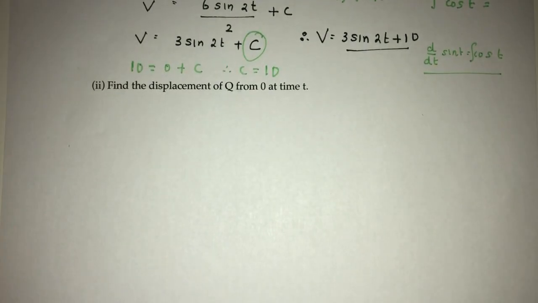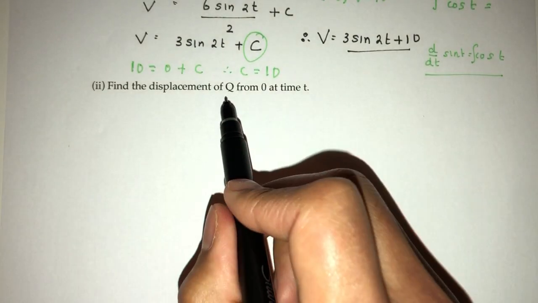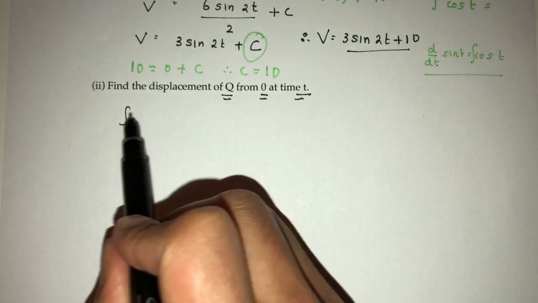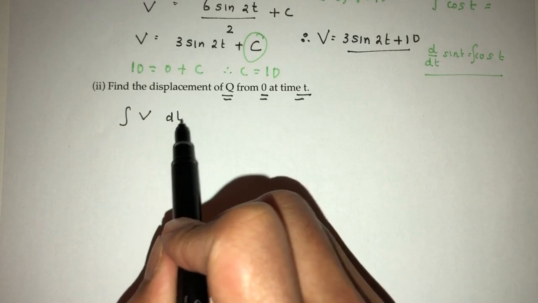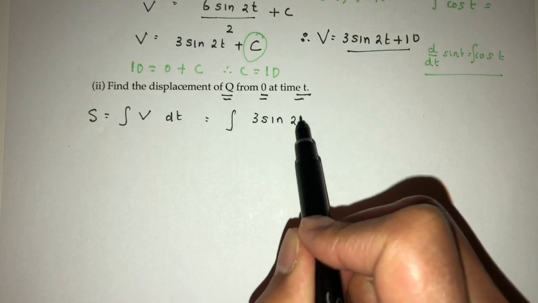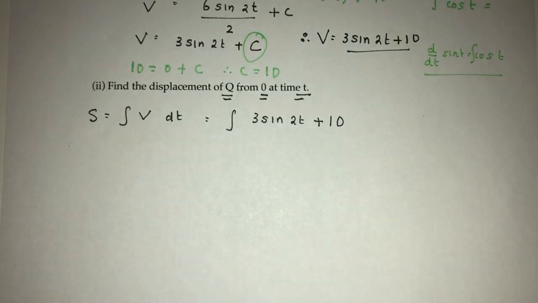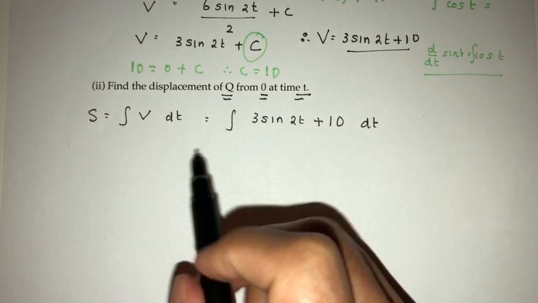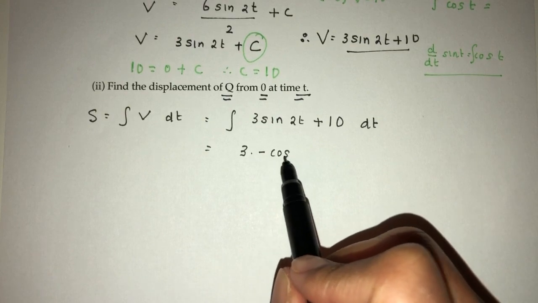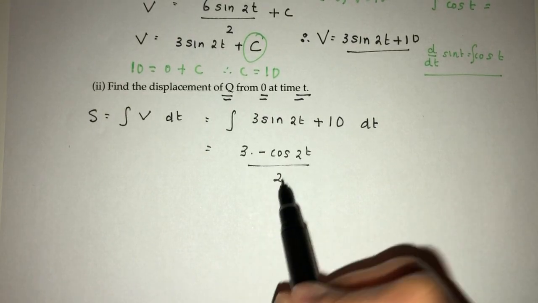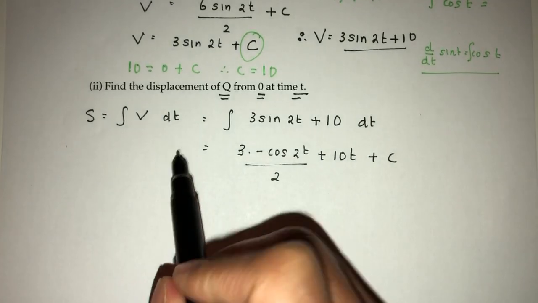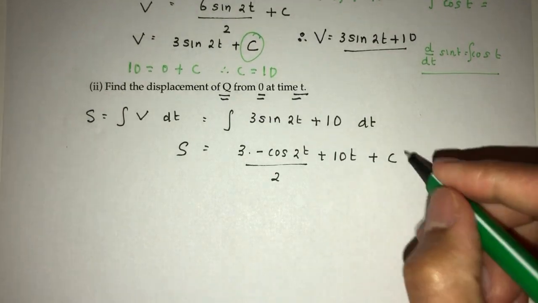Now for part 2, find the displacement of Q from O at time t. Same thing, displacement is integration of velocity with respect to t. That will be 3 sine of 2t plus 10 with respect to dt. That will be, 3 is only a multiple. This will become minus cos of 2t divided by 2 because we have 2 here, and then plus 10t plus c. This is s.